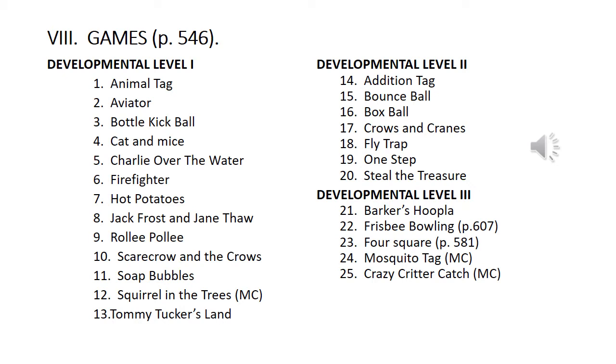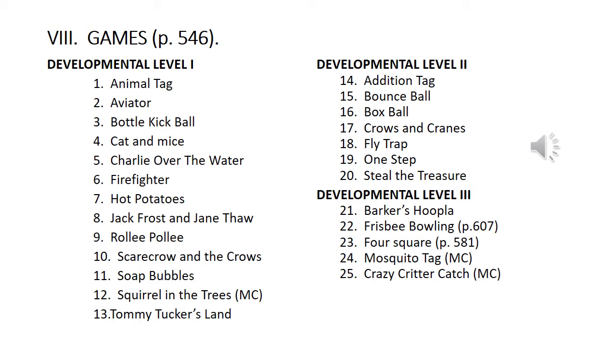Number 5 is Charlie over the water. Turn the page. That's on page 550. There's no formation picture there, so you don't have to include one. 6 is firefighter. So at the top of page 551 is firefighter. There is a formation picture. Hot potatoes is on page 553. No formation picture. And you keep going like that.